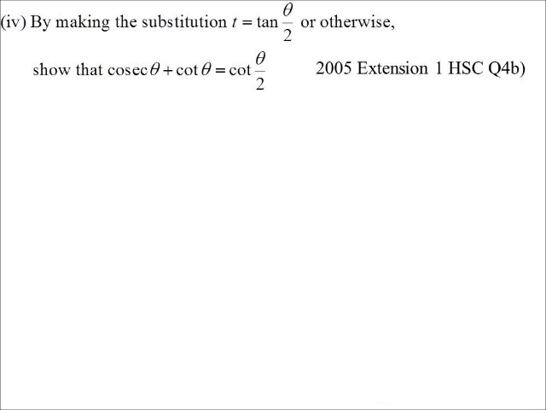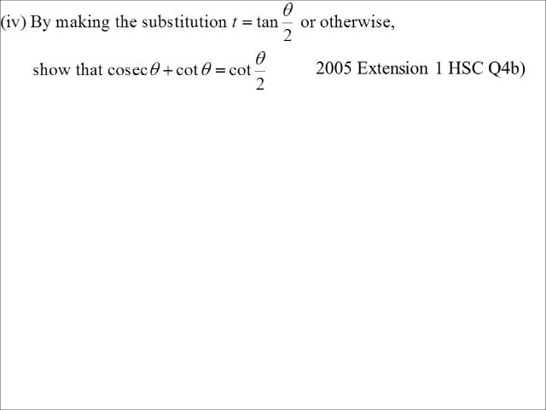2005 HSC, they were very kind. They told you you're going to use your t result to solve this problem, by making the substitution t equals tan theta on 2, although they did give you the otherwise option if for some insane reason you wish to do it another way. But little hint here, if they suggest to do it one way, it's probably going to be the easiest way.